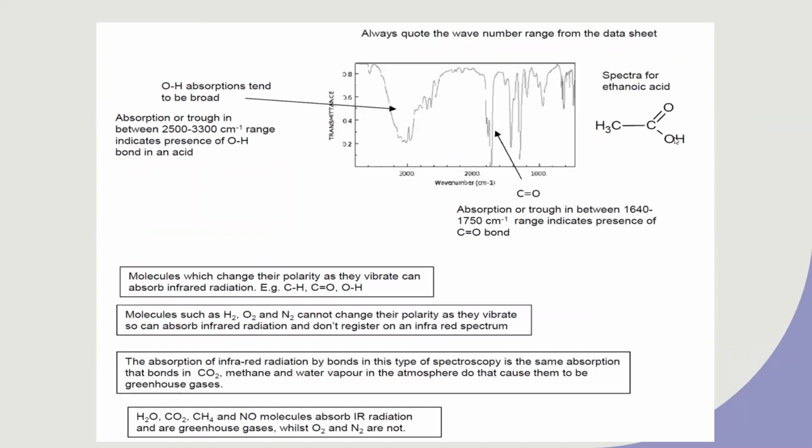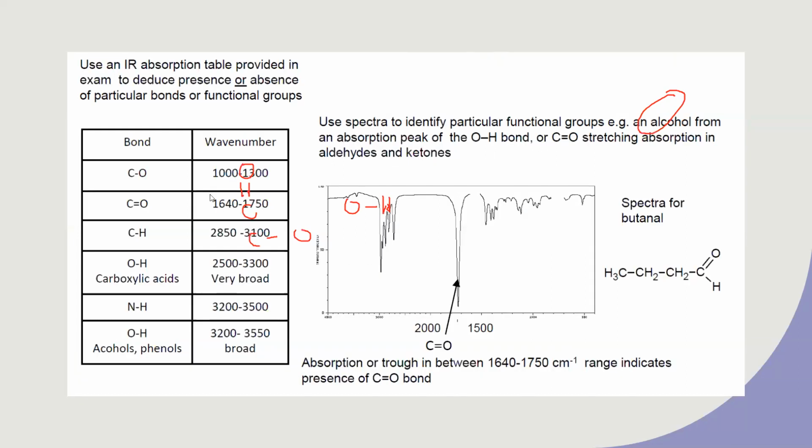Like if you have a compound, say ethanoic acid, C double bonded with O and OH. So if you have ethanoic acid, there will be C double bonded with O, CO absorption, and there will be OH absorption. When you check the wave numbers for carboxylic acid, if carboxylic OH is there, 2500 to 3300 will be one of the peaks.